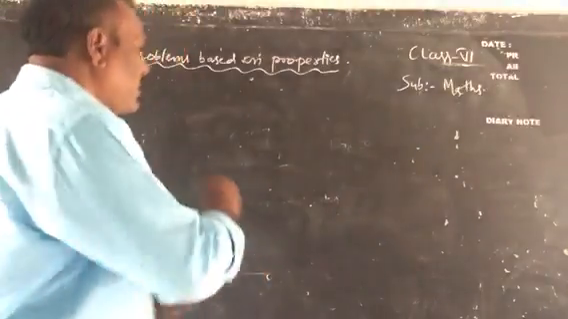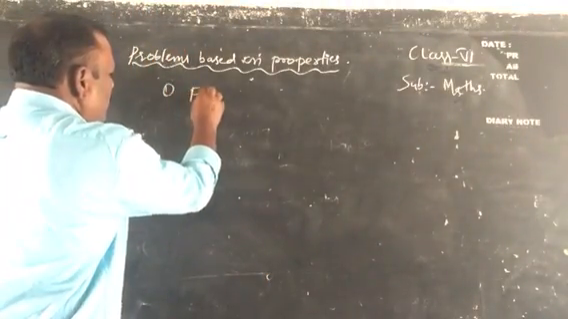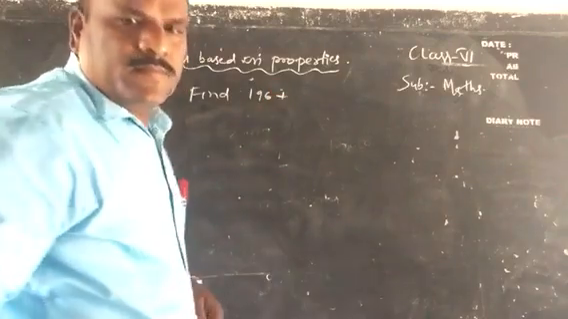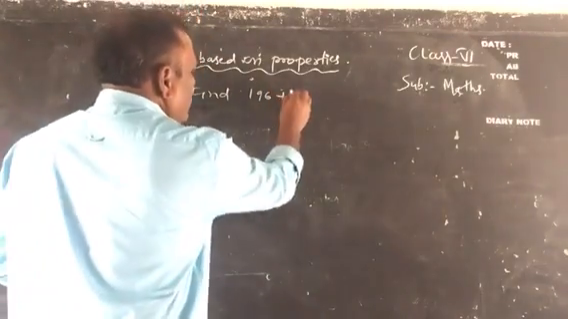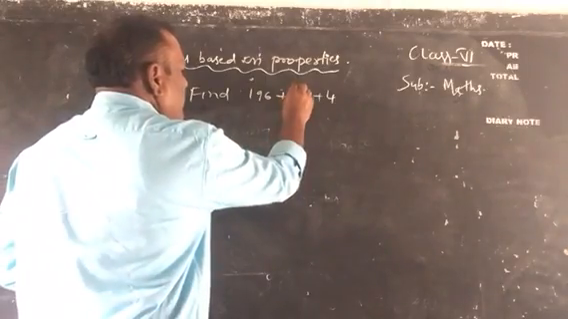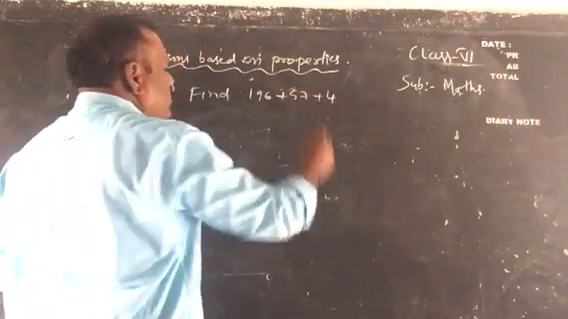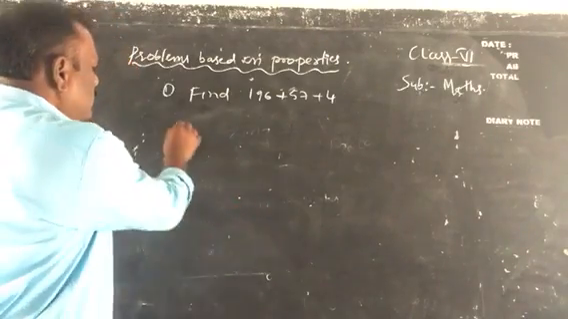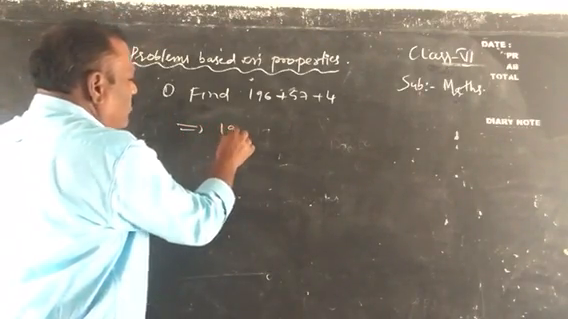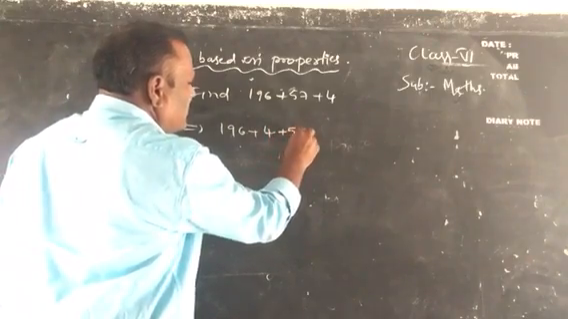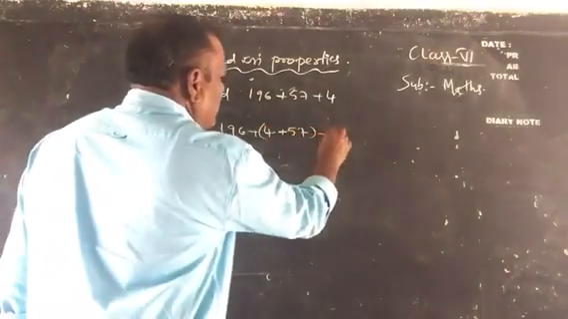Find 196 plus 57 plus 4. First example, children. How do we solve this problem by using properties? Children, look here: 196 plus 4 plus 57. Like this we can write it, children.